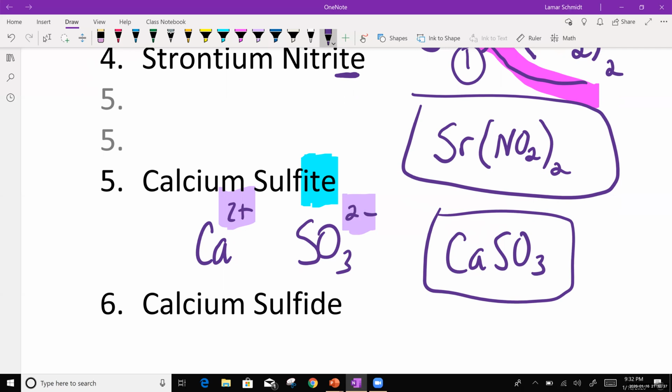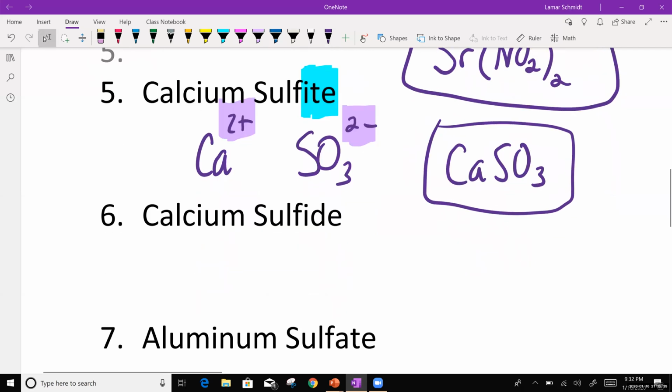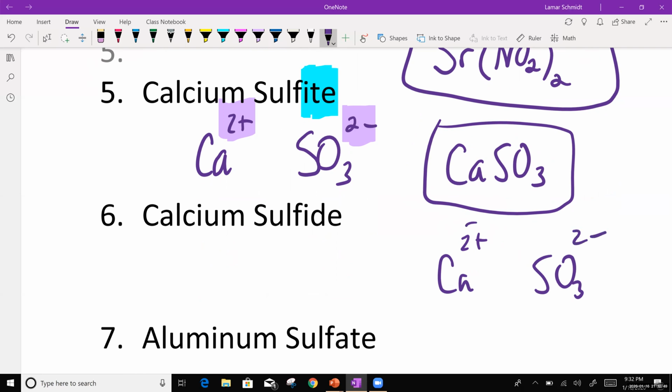It means you have 1 calcium ion. You don't have to show this picture, but this is exactly what it means. 1 calcium ion with a 2 plus charge, and 1 sulfite ion with a 2 minus charge. 2 plus -2 gives you 0. All right.